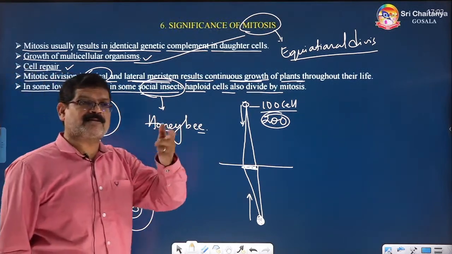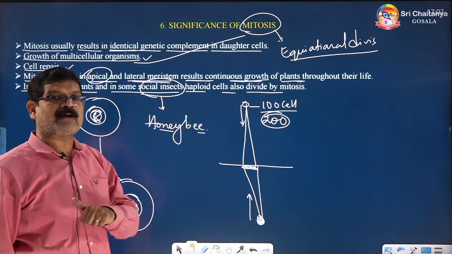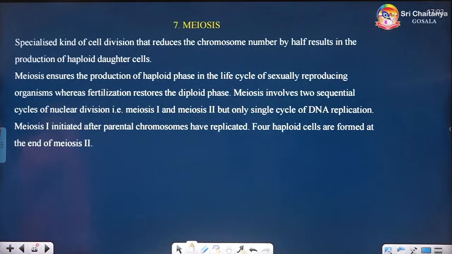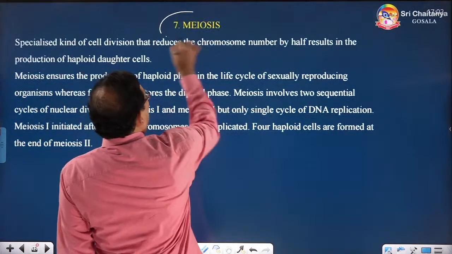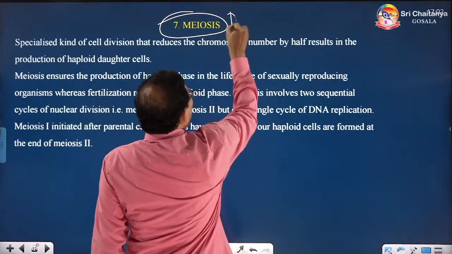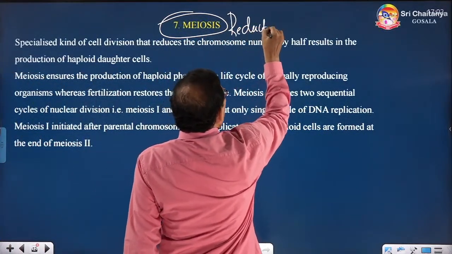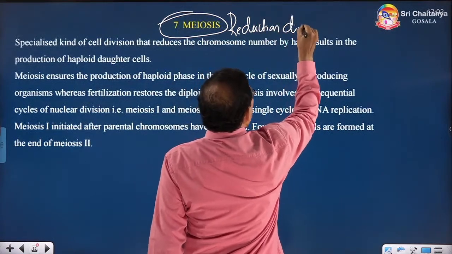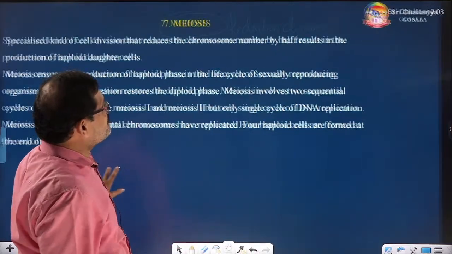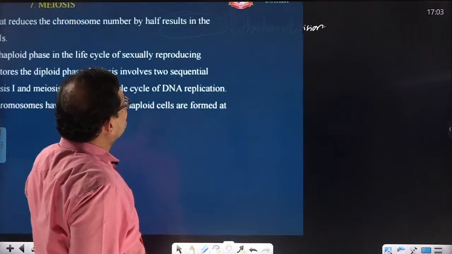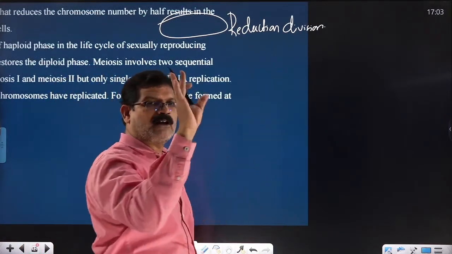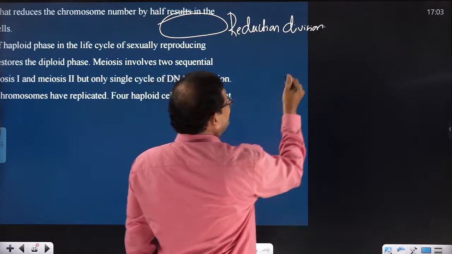There is another division, which we will complete within half an hour, called meiosis division. What is that meiosis division? That we are going to watch. Next one is called meiosis. What is meant by meiosis? Meiosis is exactly called reduction division. A simple explanation of the reduction division I will give, and after that the points will be coming.